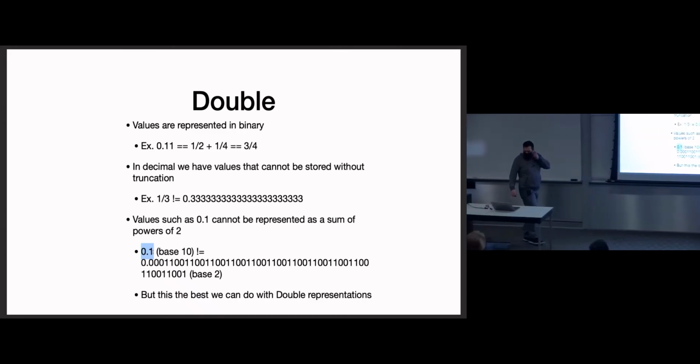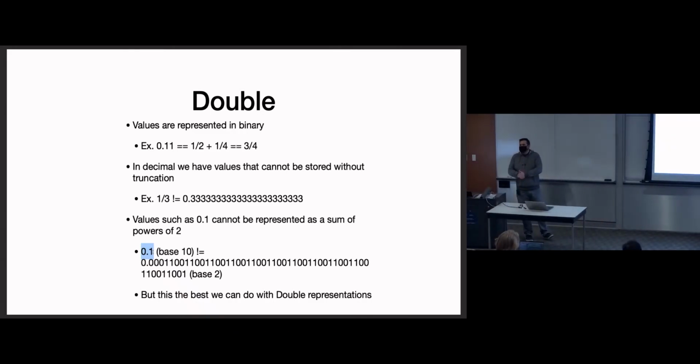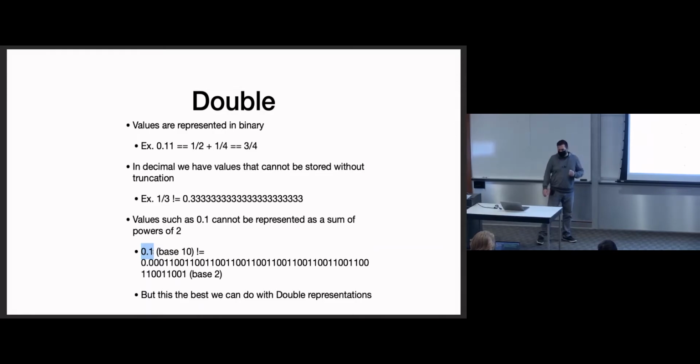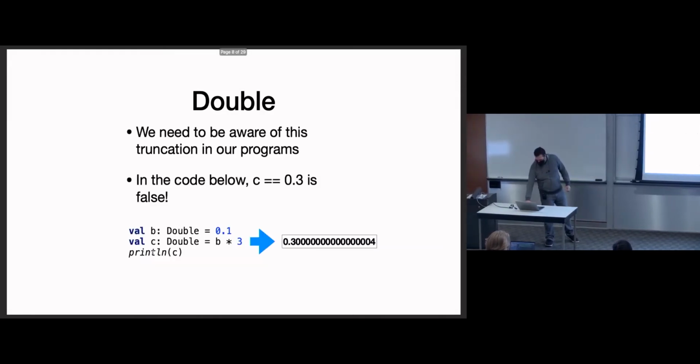Instead, it's going to be truncated. And this is something we call a rounding error or a truncation error. And this is always something we have to think about when we're working with doubles. And this comes up even with fairly simple code.